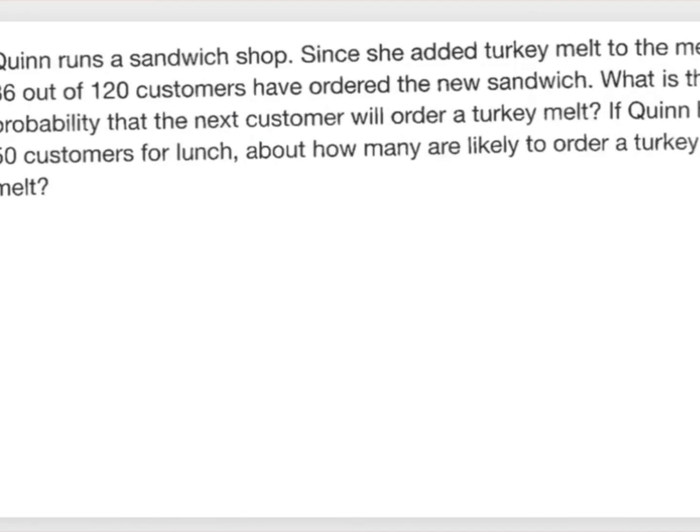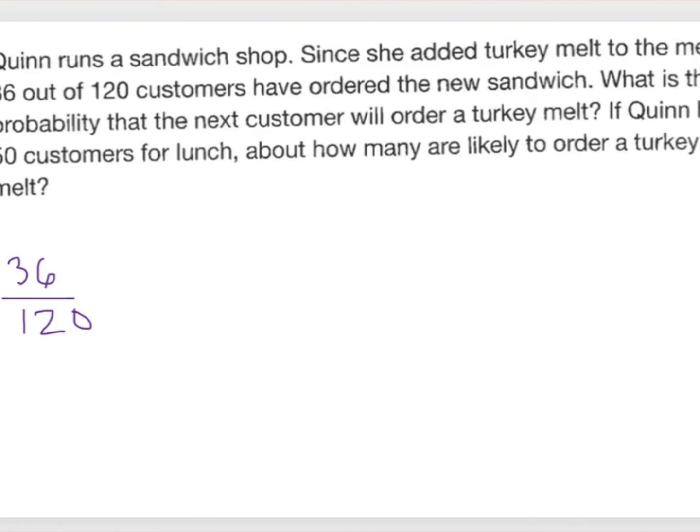Okay, so Quinn runs a sandwich shop. Since she added turkey melt to the menu, 36 out of 120 customers have ordered the new sandwich. What is the probability that the next customer will order a turkey melt? Her probability of the next customer ordering a turkey melt is based on what has happened in the past. So this is an experimental probability, 36 out of 120, and we're going to turn that into a little bit easier number to read.